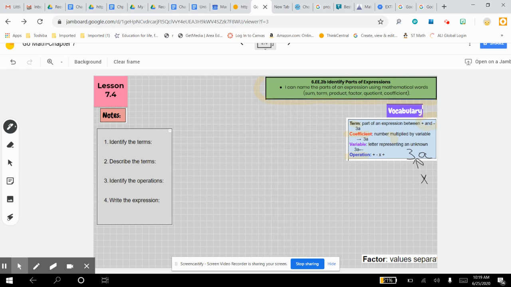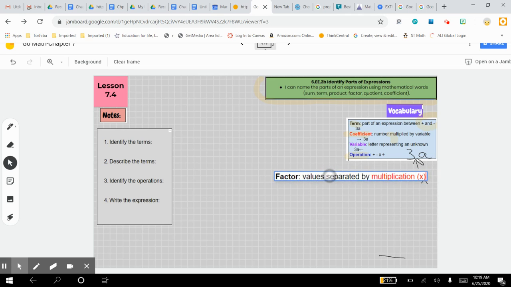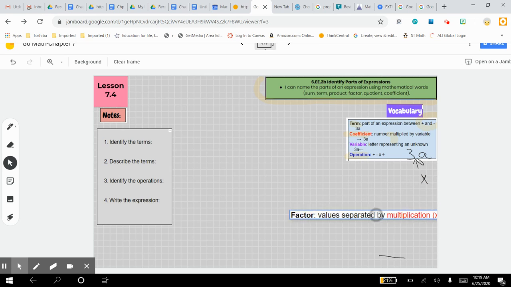So just to remind you really quickly before we get going on today's lesson, there is one more vocabulary word that I want to point out today, and that is this word factor. Factors are values that are separated by the multiply sign. So 3 is a factor and a is a factor in this particular example. All right, that should sum up a lot of what you need to know.